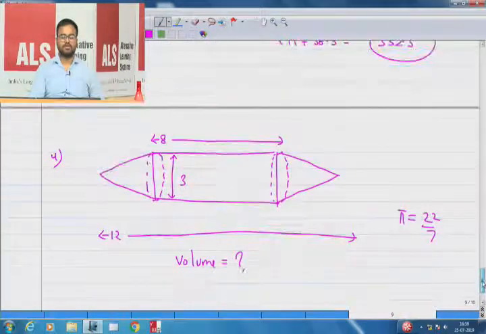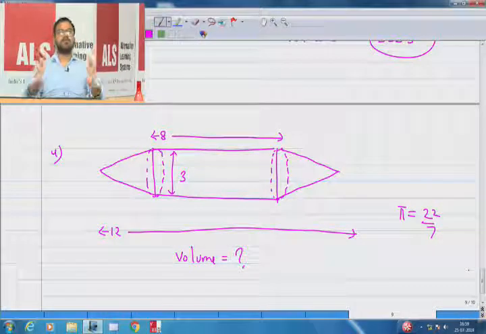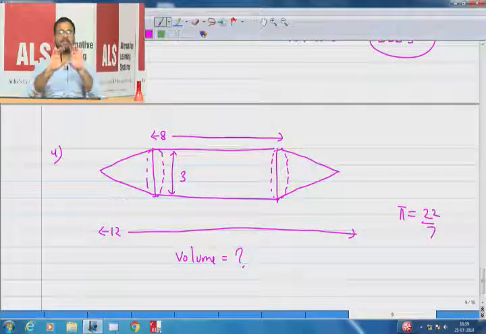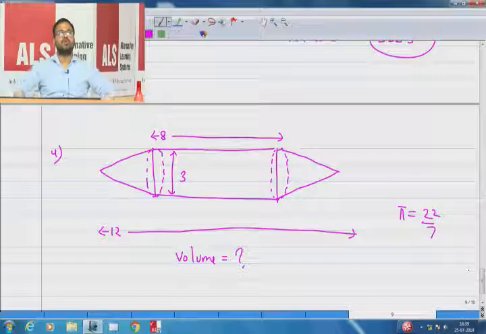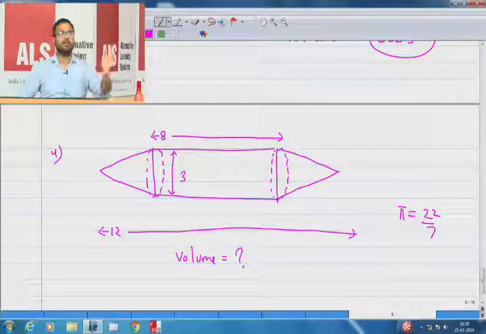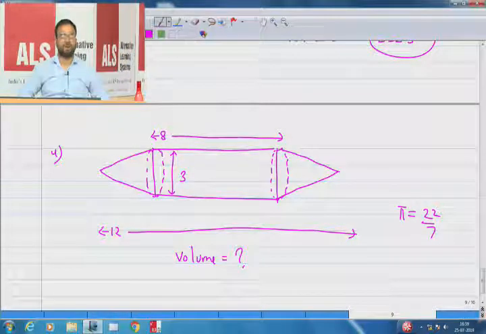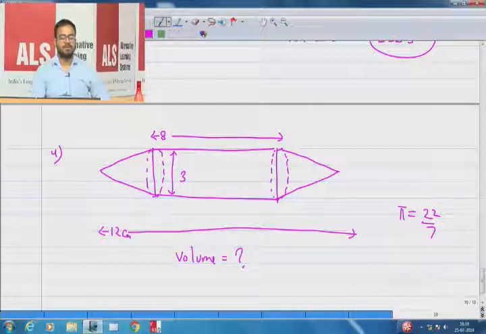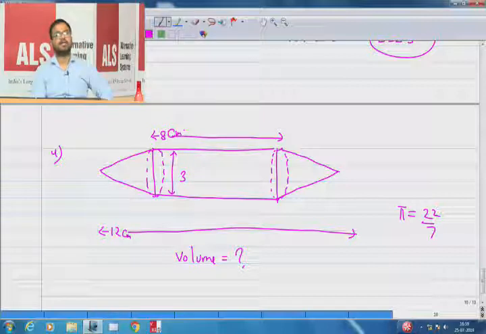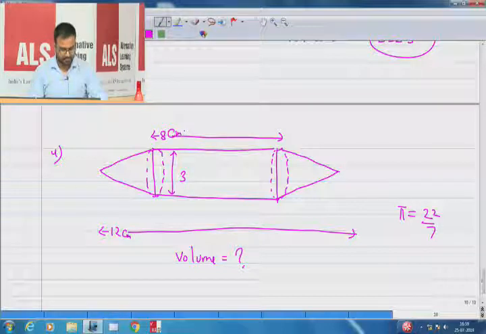So now the next question is like this. This toy you can see, it is the cylinder in the middle and two equal cones on the top of the cylinder and on the bottom of the cylinder. The length of the complete toy is 12. Let's take the unit as 12 centimeter. And the length of the cylinder, that is 8 centimeter. Diameter of the cylinder is 3 centimeter. So you have to figure out the volume of the entire toy.